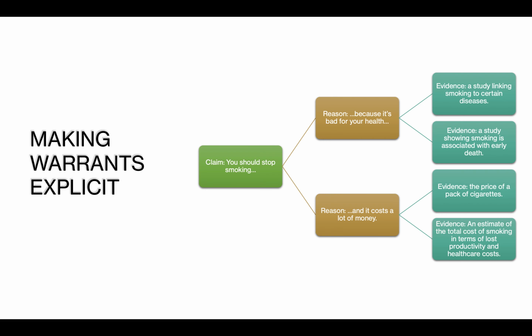So if we go back to this outline, this Toulmin model of the smoking argument, the warrant that makes these two pieces of evidence work for this reason is a general idea that medical studies are reasonable guides for personal behavior. If we say that a study linking smoking to certain diseases is evidence for smoking being bad for your health and that therefore you should stop, then we're essentially saying that you ought to base your personal behavior, your decisions about smoking, on medical research.